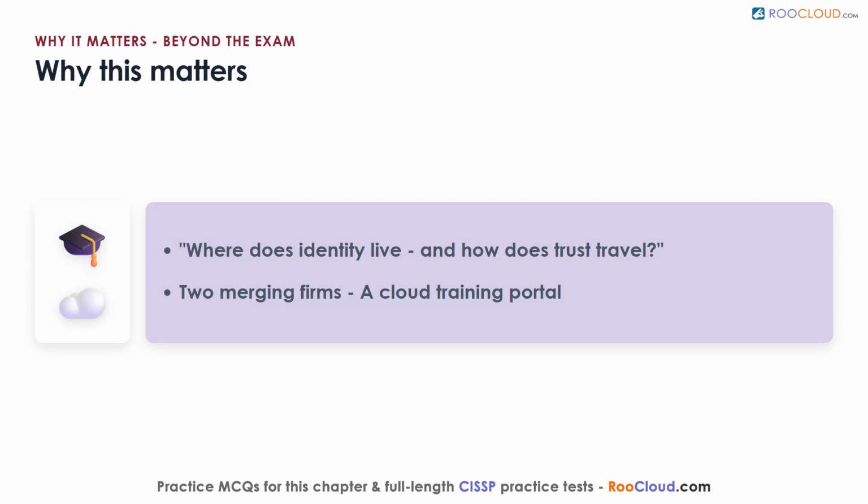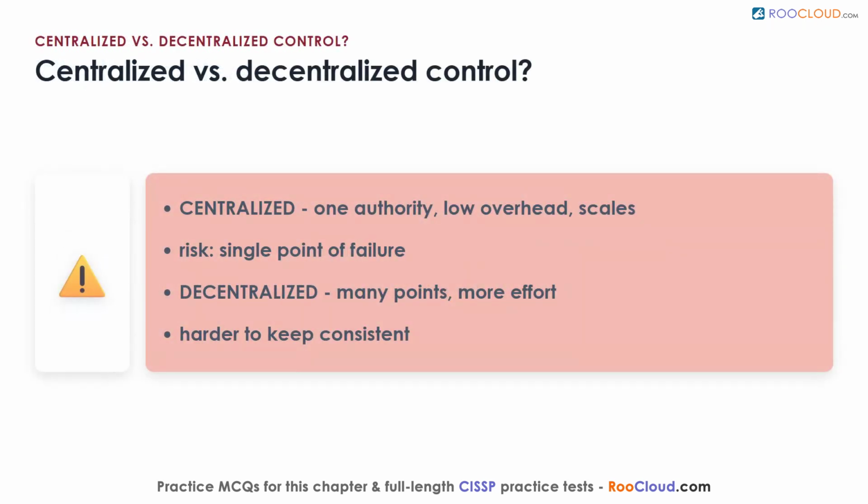Every one of these calls for a design choice about where identity lives and how trust travels. Make good calls here, and access feels seamless while staying controlled. What is the difference between centralized and decentralized access control? It comes down to where the authorization decisions happen.